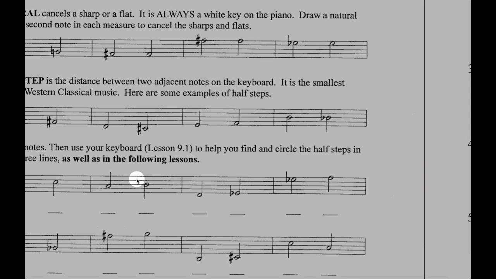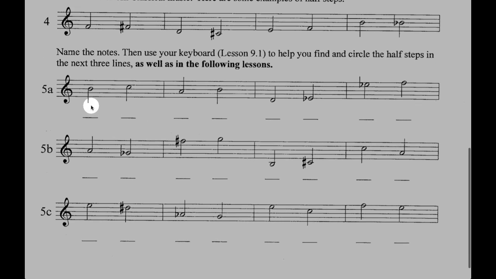So you're using that keyboard, and you're saying B to C, that's a half step because B to C is the next note on the keyboard. A to B, that's not a half step. So to help you find and circle the half steps in the next 3 lines, so you don't circle that.